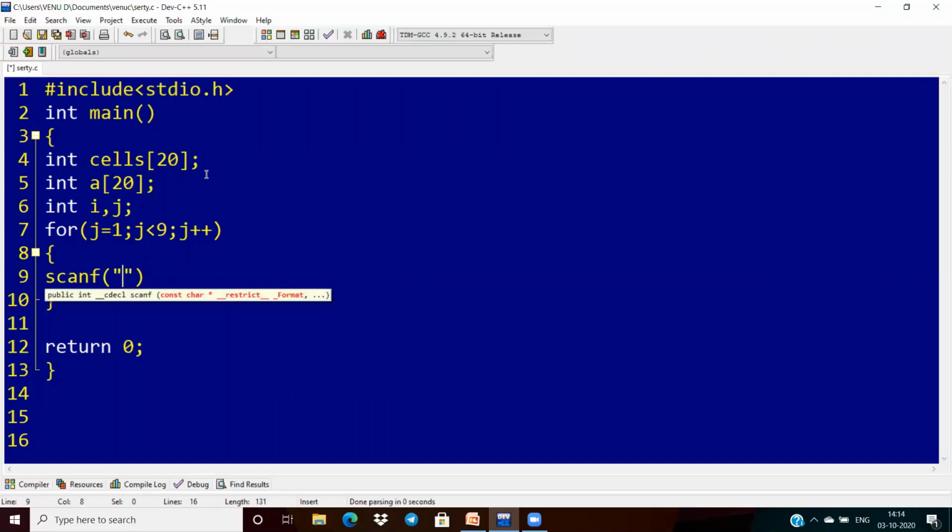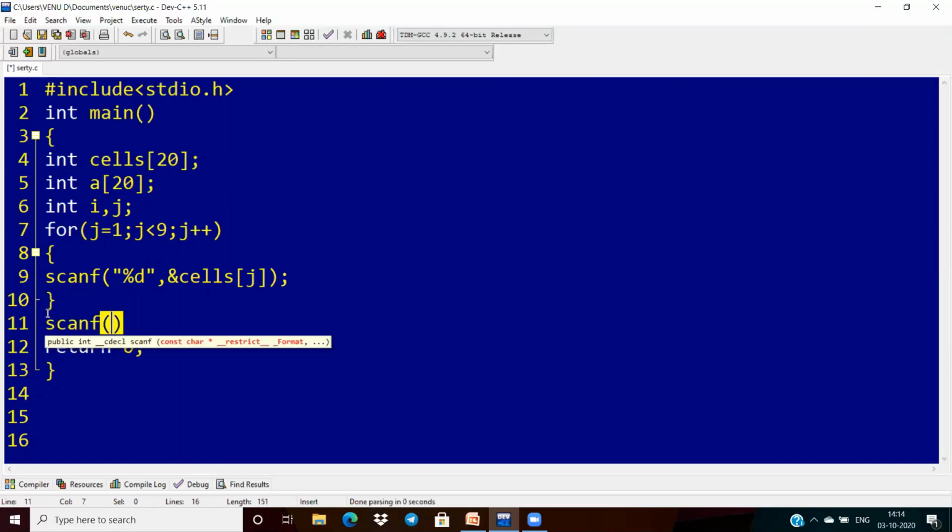Now read all the values: scan of percentage d comma ampersand of cells of j. Now, how many values am I reading here? j equal to 1, j less than 9, or otherwise you can write j less than or equal to 8 also. We are reading 8 cell values and storing them at index 1 to 8, not 0 to 8. We are assigning the values from 1 to 8.